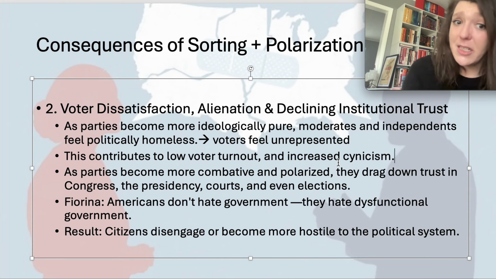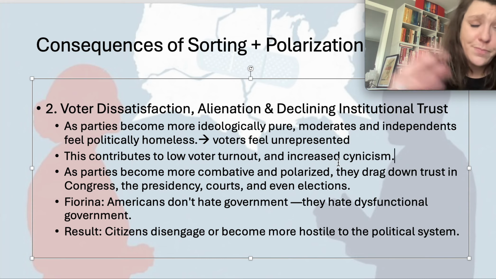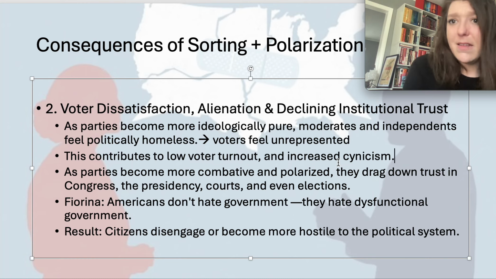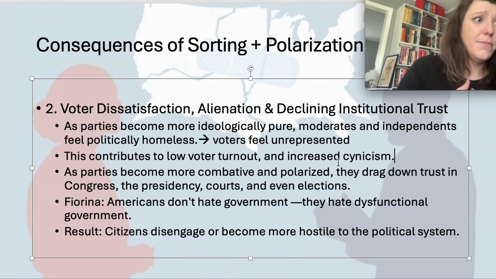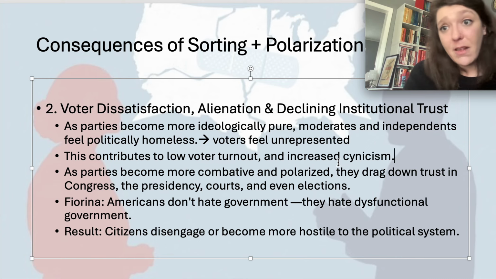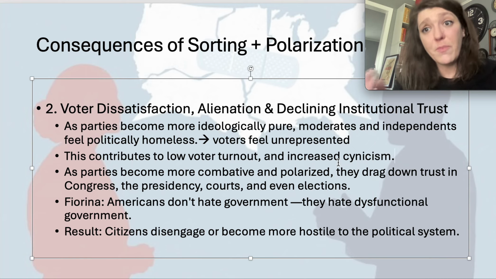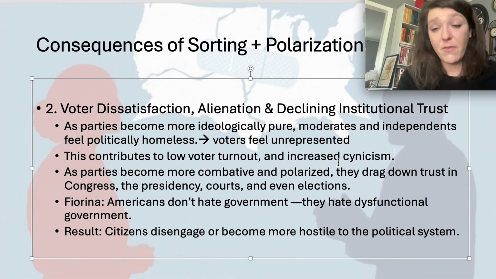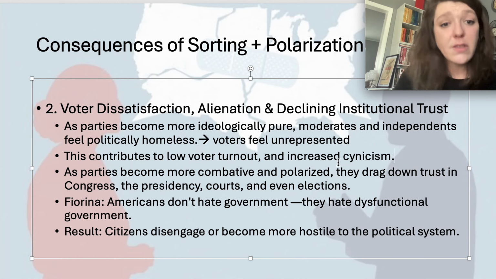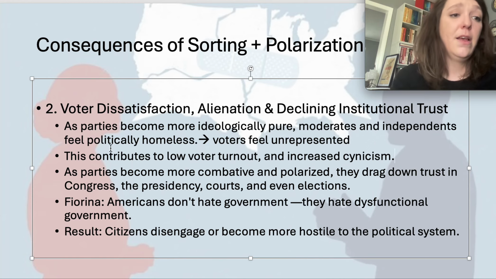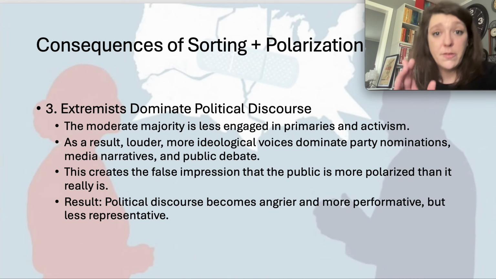There are consequences to the party sorting, and you can see this here. Fiorina's argument is that it's not that Americans hate government. They're not just inherently distrustful. They don't just hate the parties naturally, but they see dysfunction, and that's what they don't like. And it's the party sorting and the polarization of these political elites that are creating this dysfunctional government. So the results: disengaged citizens that are more hostile to the political system. And I'm just going to stop talking too much and end it there.